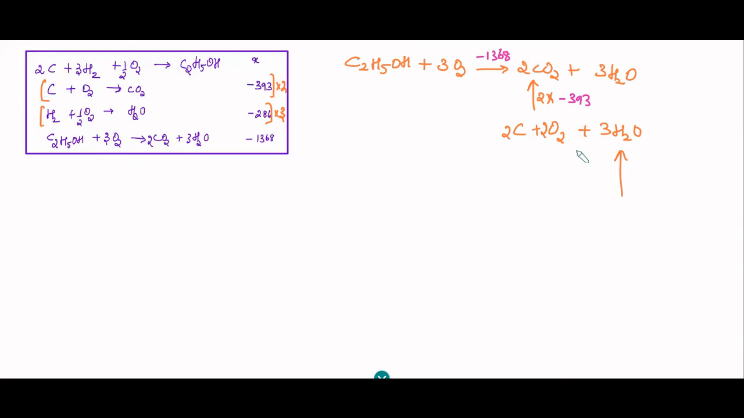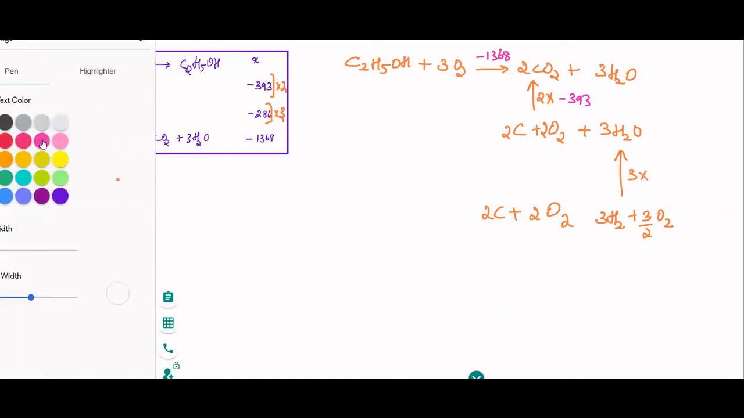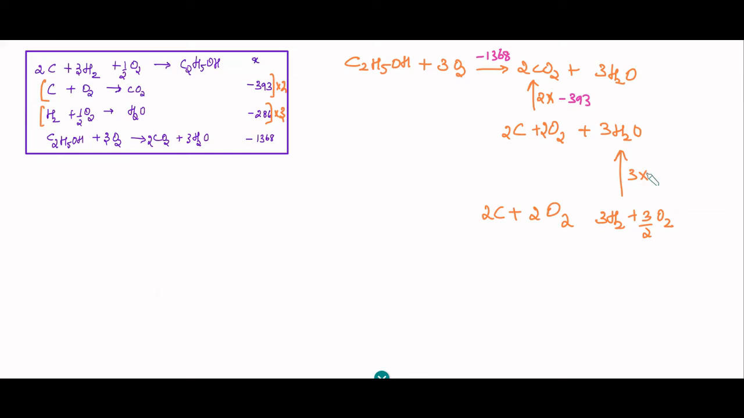So this portion, 3H2O, I can replace with 3 hydrogen plus 3 by 2 O2. This will be at the top. At the bottom, I'll have 3H2 plus 3 by 2 O2. Something that I have not utilized, I'll copy exactly like that. And here it is 3 times the data given to me, minus 286.